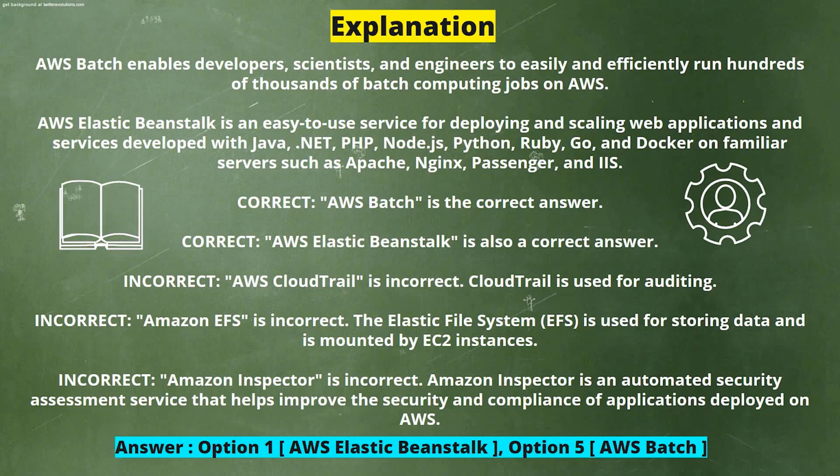Incorrect. AWS CloudTrail is incorrect. CloudTrail is used for auditing. Incorrect. Amazon EFS is incorrect. The Elastic File System, EFS, is used for storing data and is mounted by EC2 instances. Incorrect. Amazon Inspector is incorrect. Amazon Inspector is an automated security assessment service that helps improve the security and compliance of applications deployed on AWS.